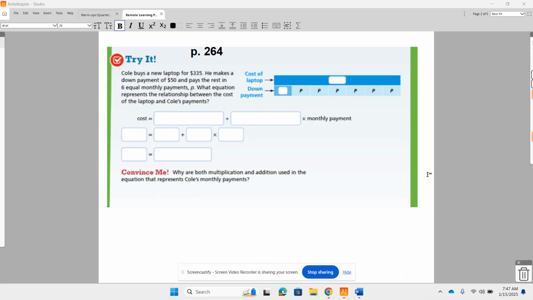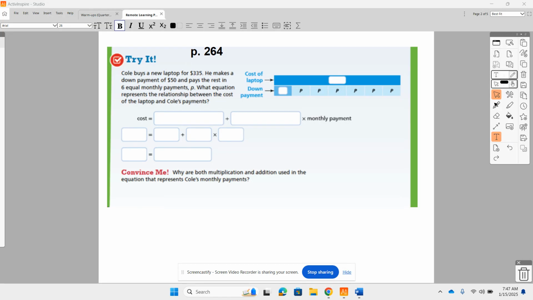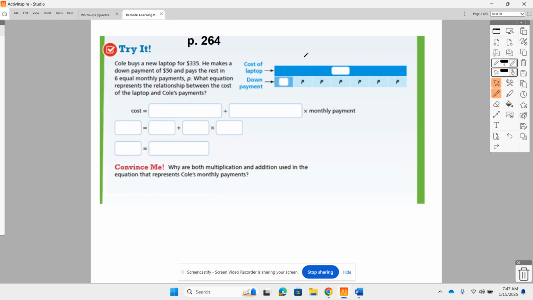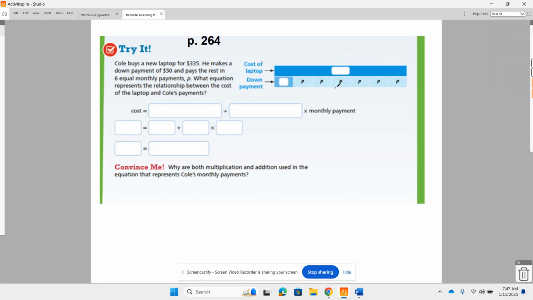Cole buys a new laptop for $335. He makes a down payment of $50 and pays the rest in 6 equal monthly payments P. What equation represents the relationship between the cost of the laptop and Cole's payments? So remember that we're looking for a model. So this is a model of the equation.